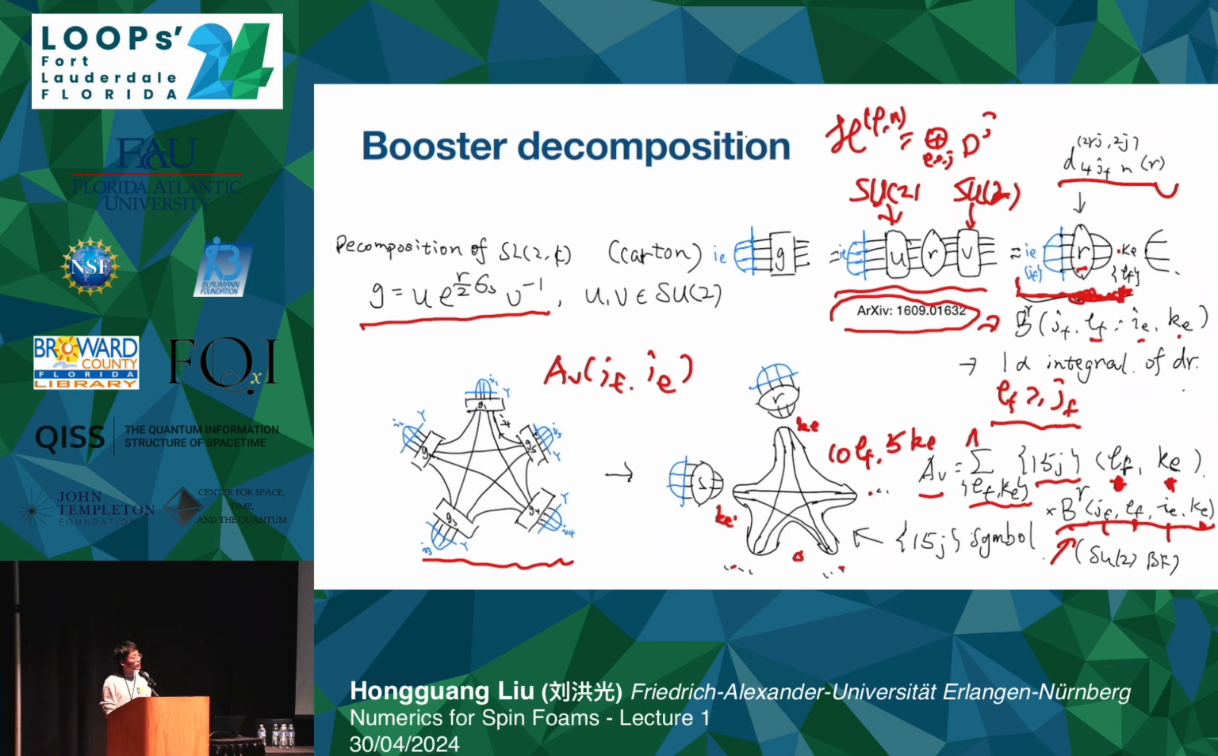So for this spin G large, is this booster function peaked at this large G, or?